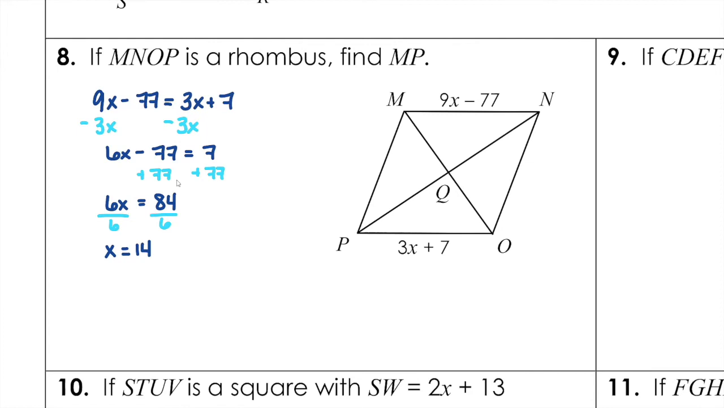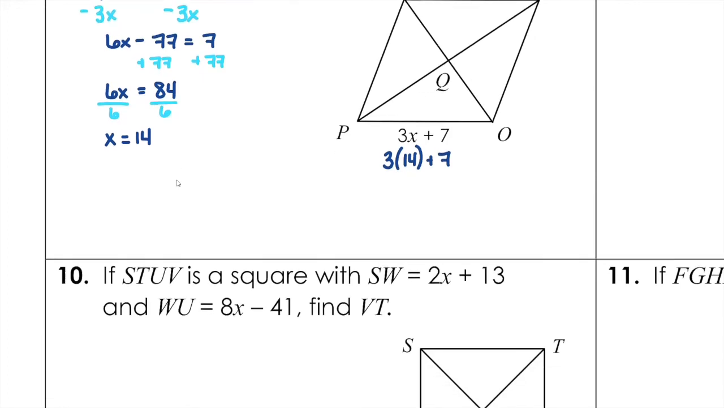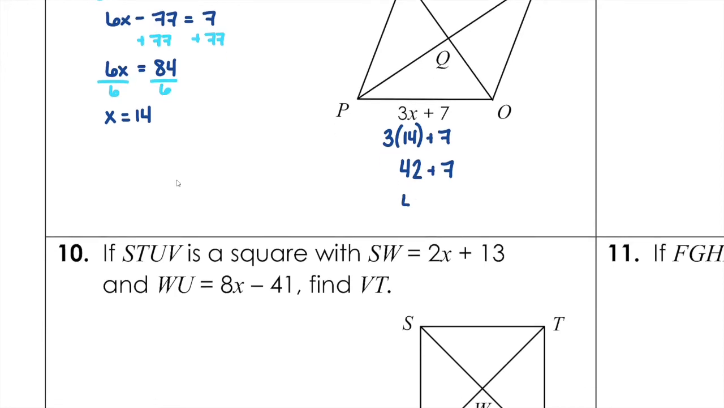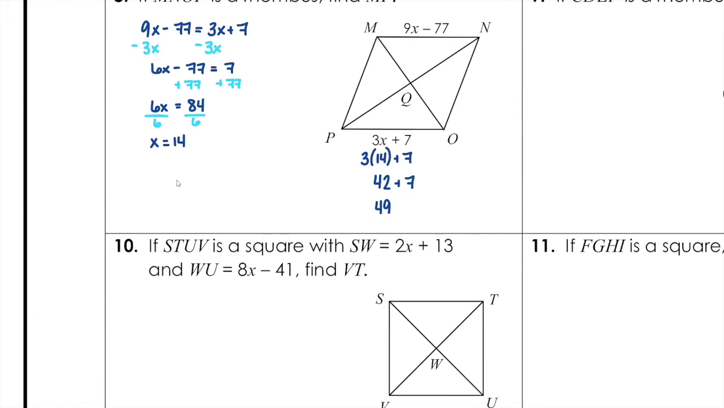So what can I do with that 14 to find the measure of a side? We're going to substitute it into one of the sides. Do you want to go MN or PO? Probably PO. How come? Smaller numbers. We ain't got to deal with craziness. So 3 times 14 plus 7. 3 times 14 is? 42. And then 42 plus 7 equals 49. So if one side is 49, what does that mean about all four? They're all 49.